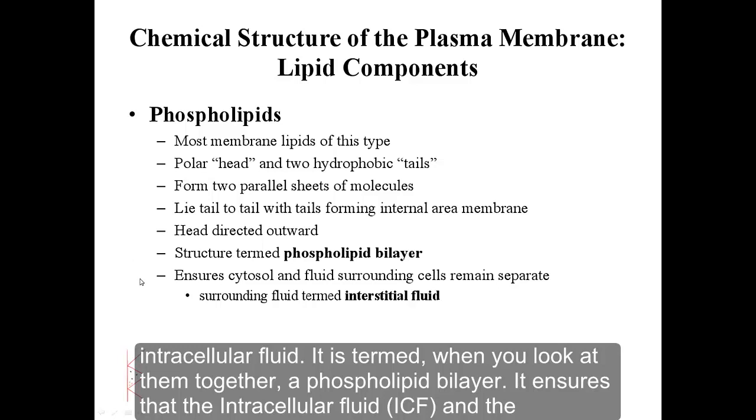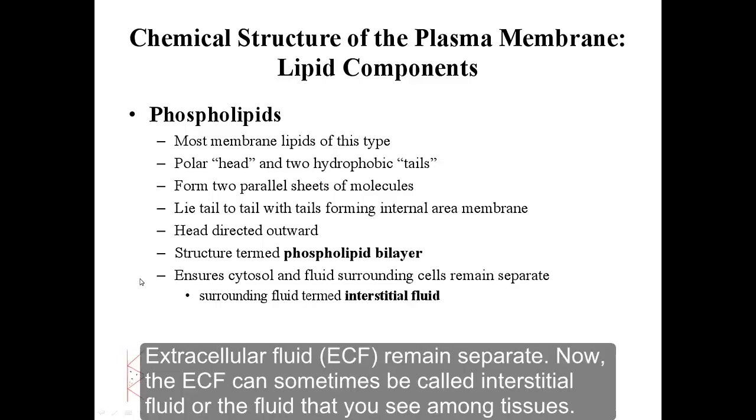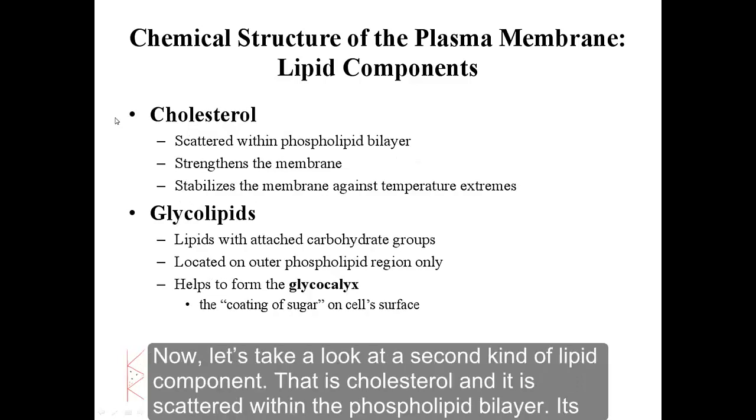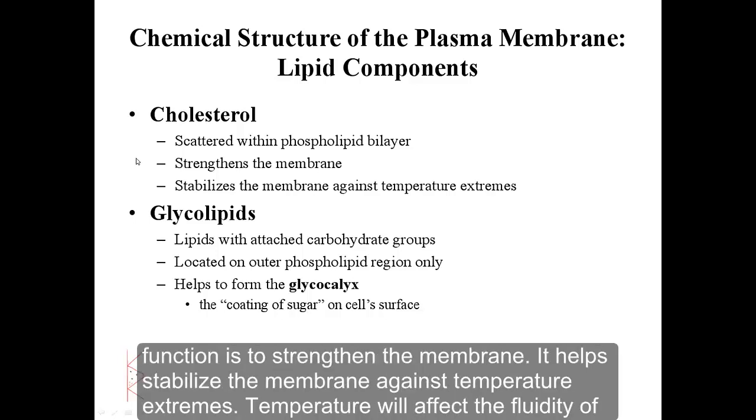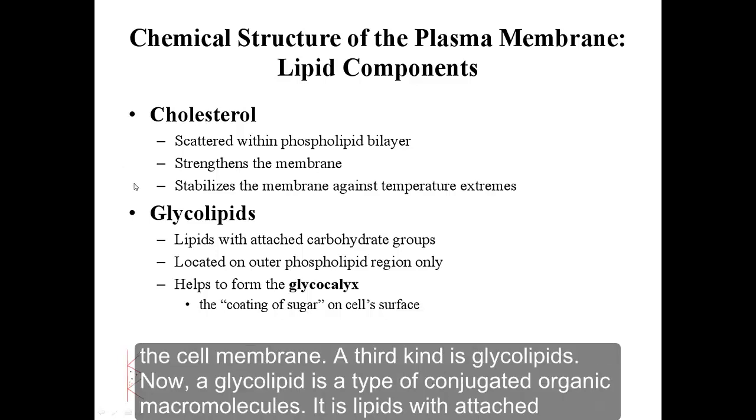It ensures that the ICF and the ECF remain separate. Now, the ECF can sometimes be called the interstitial fluid, or the fluid that you see among tissues. Now let's take a look at a second kind of lipid component. That is cholesterol. It is scattered within the phospholipid bilayer. Its function is to strengthen the membrane. It helps stabilize the membrane against temperature extremes. Temperature will affect the fluidity of the cell membranes.